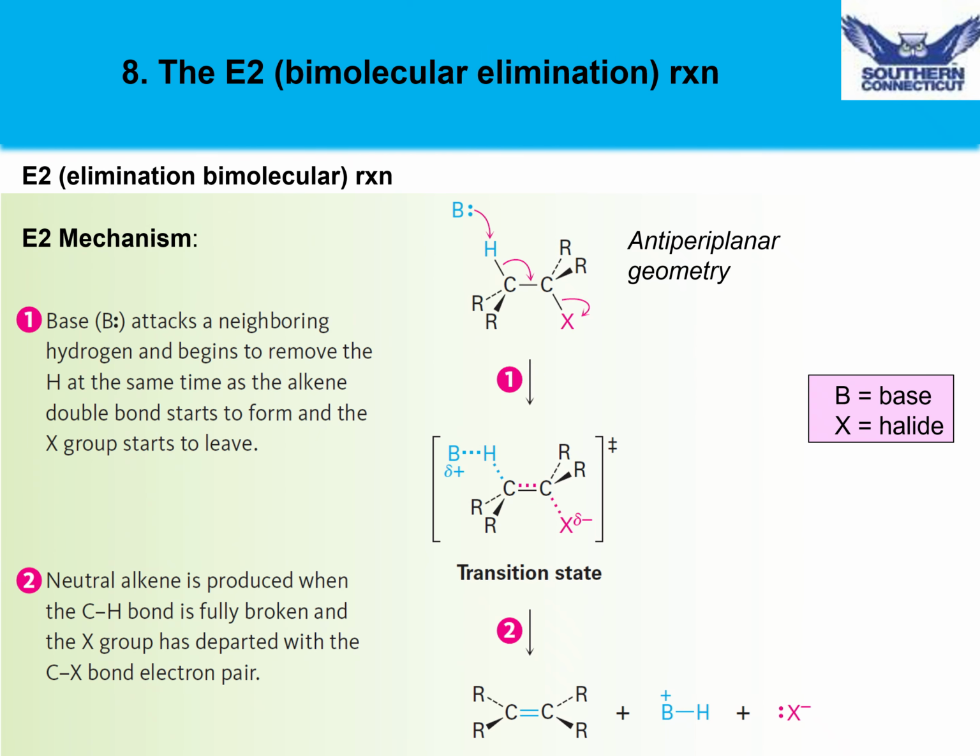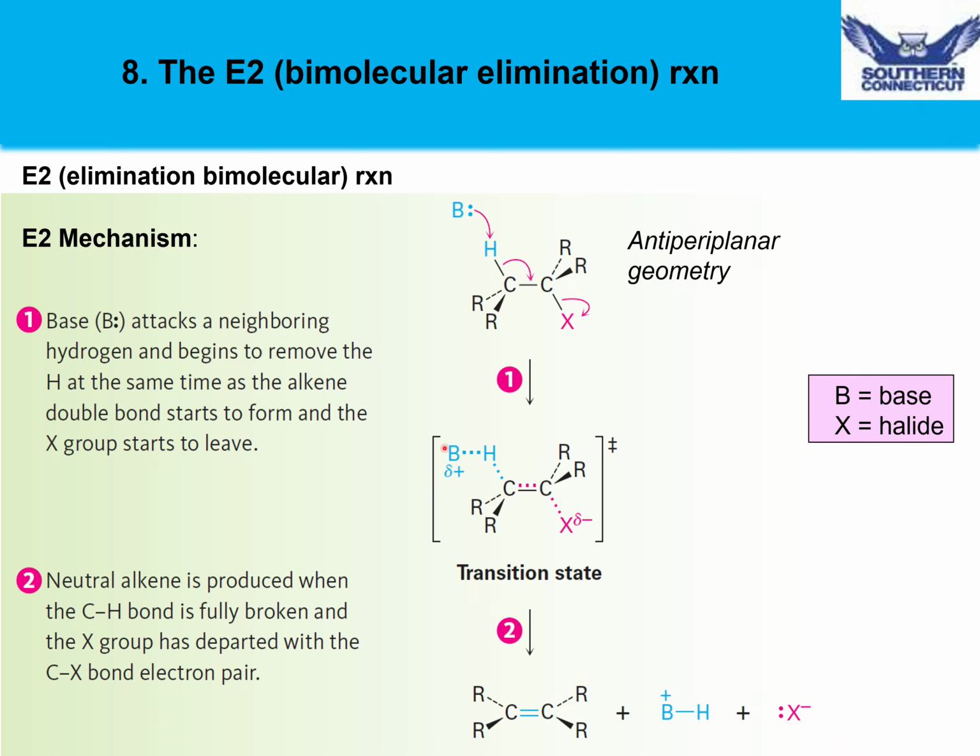The first elimination mechanism we're going to cover is called the E2 mechanism, or the elimination bimolecular mechanism. It occurs by a base removing a hydrogen on the carbon that is attached to a carbon which has a leaving group. So this base will remove this hydrogen. That would lead to the electrons in this bond forming a double bond here. And then that would lead to the elimination of the halogen.